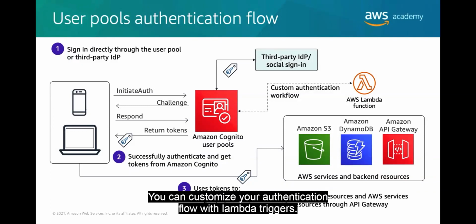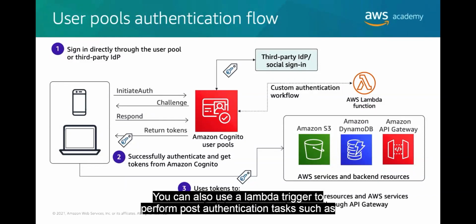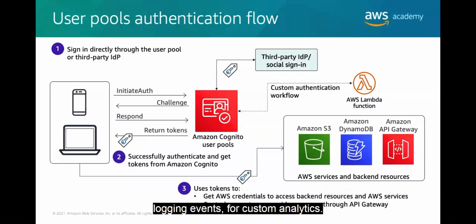You can customize your authentication flow with Lambda triggers. These triggers issue and verify their own challenges as part of the authentication flow. Challenges might include password verification, MFA enabled, CAPTCHA, or secret questions and answers. You can also use a Lambda trigger to perform post-authentication tasks, such as logging events for custom analytics.